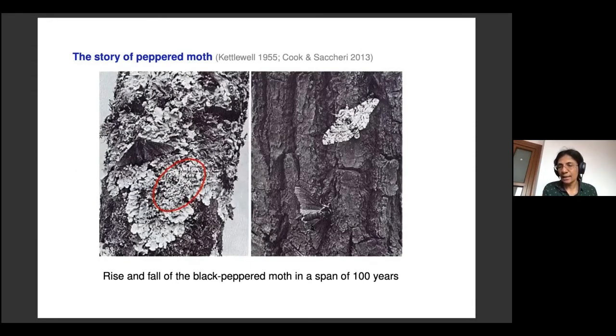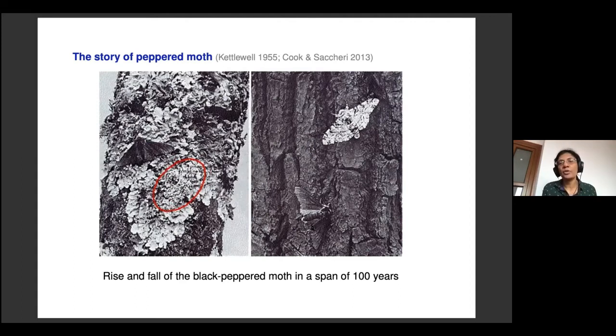Here's this classic example that we all know from school textbooks, the story of the peppered moth. There are two types of moths, the dark black ones and the white ones. In the pre-industrial era, the trees were covered with lichen, and the white moth was not visible to predators. So the black peppered moth was selected against, and its frequency was rather low. But during the industrial revolution, when the trees were covered with soot, it's the black peppered moth which was selected for. And then again in the 1950s, after the cleanup, it's the black peppered moth which is selected against.